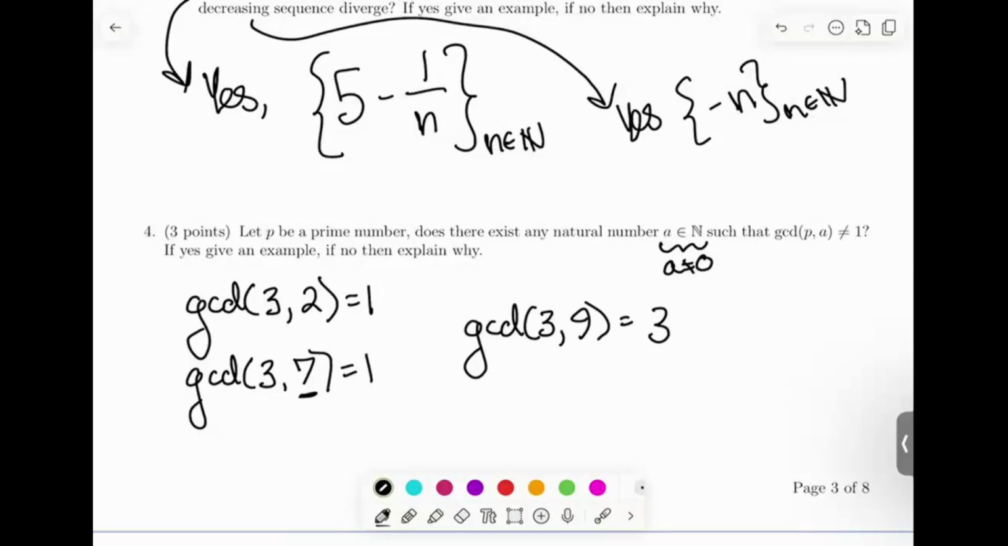Okay. You could do 21, you could do a whole bunch of different numbers, 12. And 3 famously is not 1. So the answer is yes. Consider GCD of 3 and 9, or GCD of P and P squared, or P to any power. You could even have P comma P. Their greatest common divisor is itself again. So this is possible for sure.